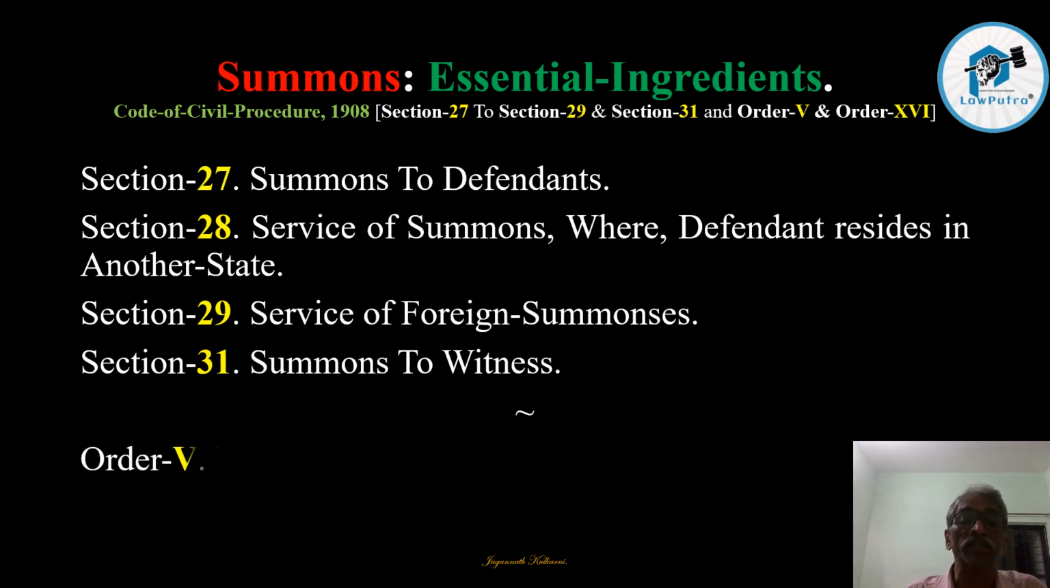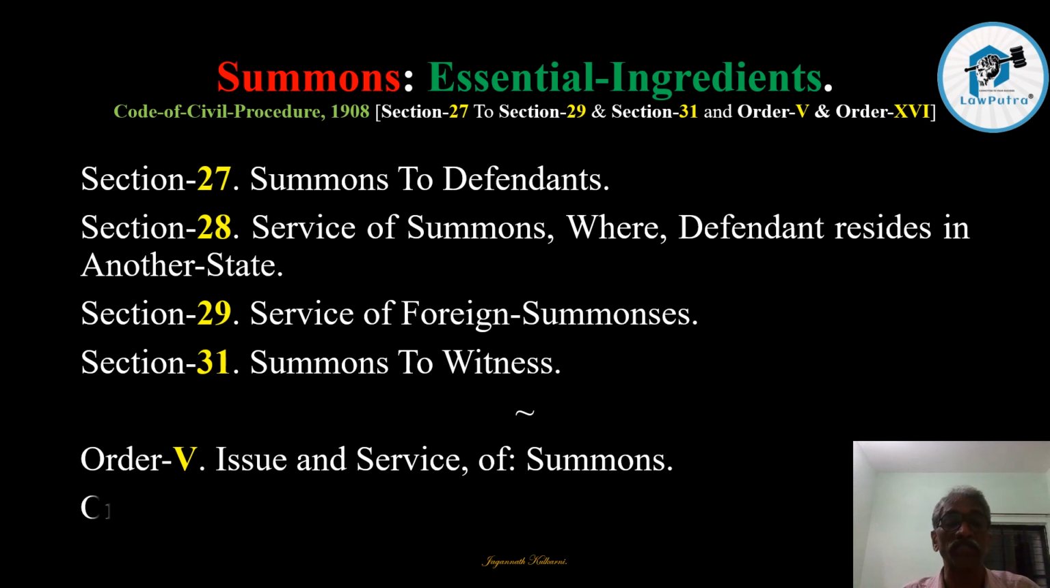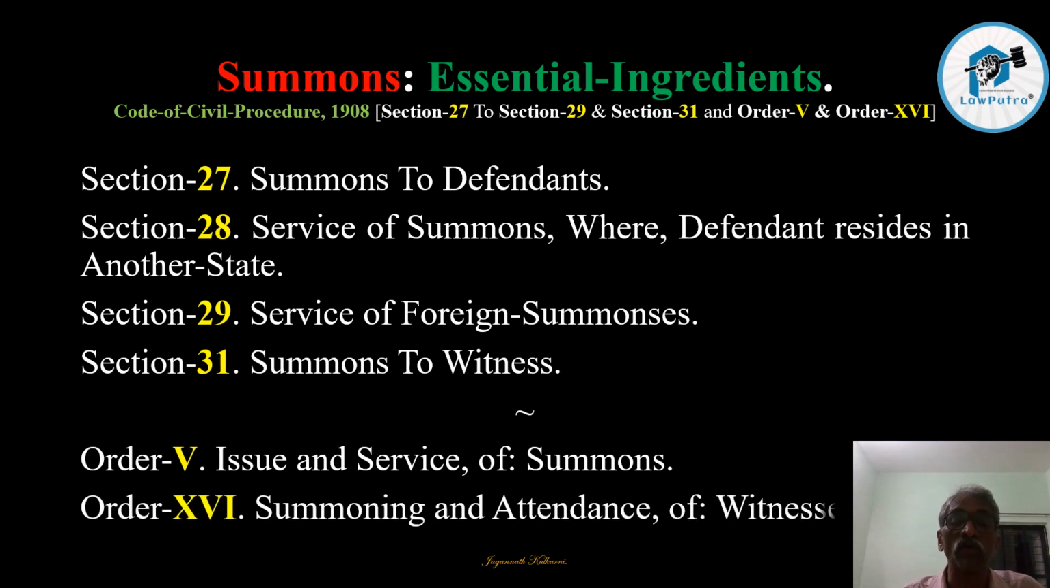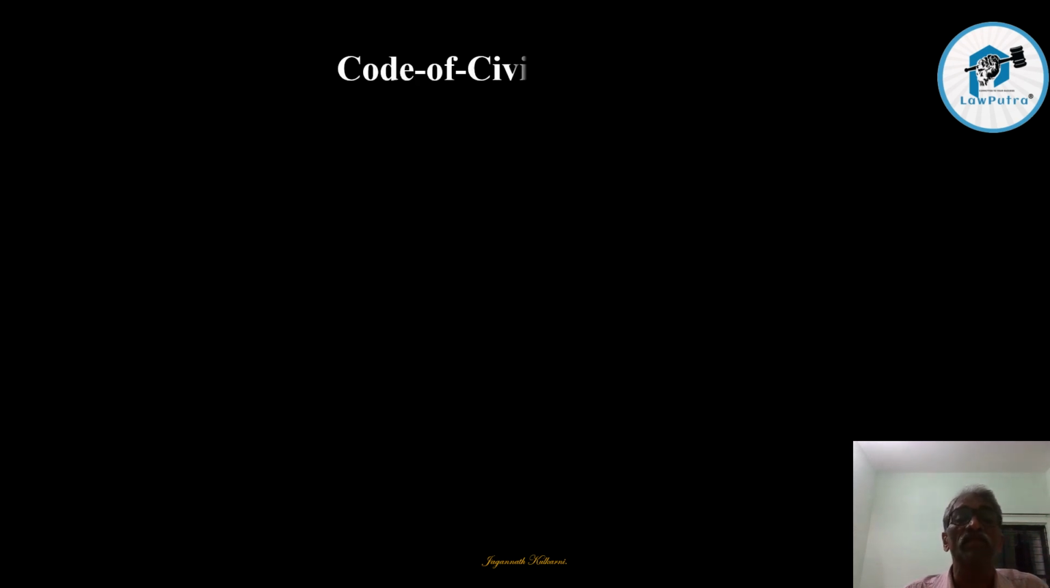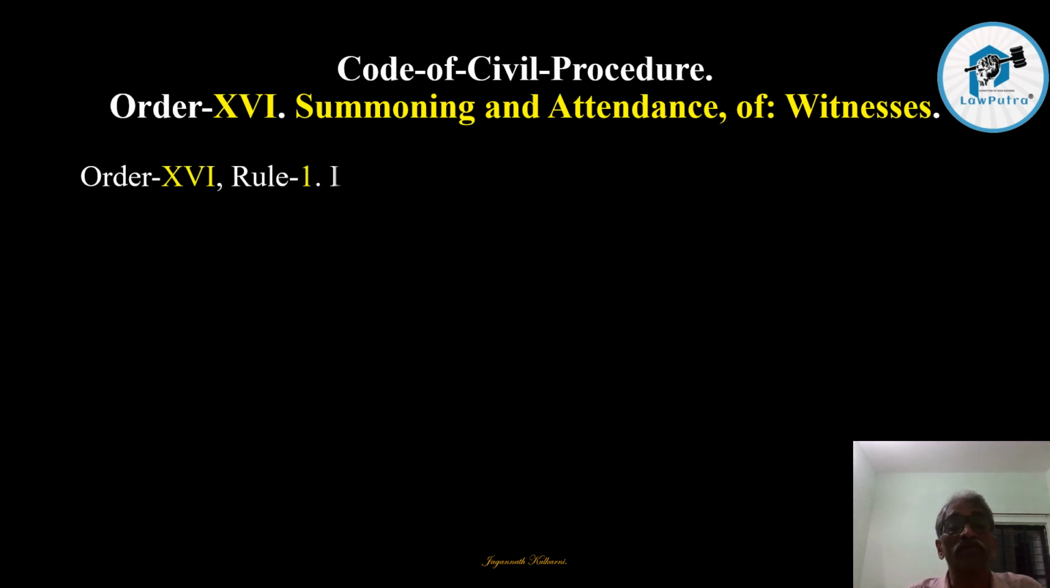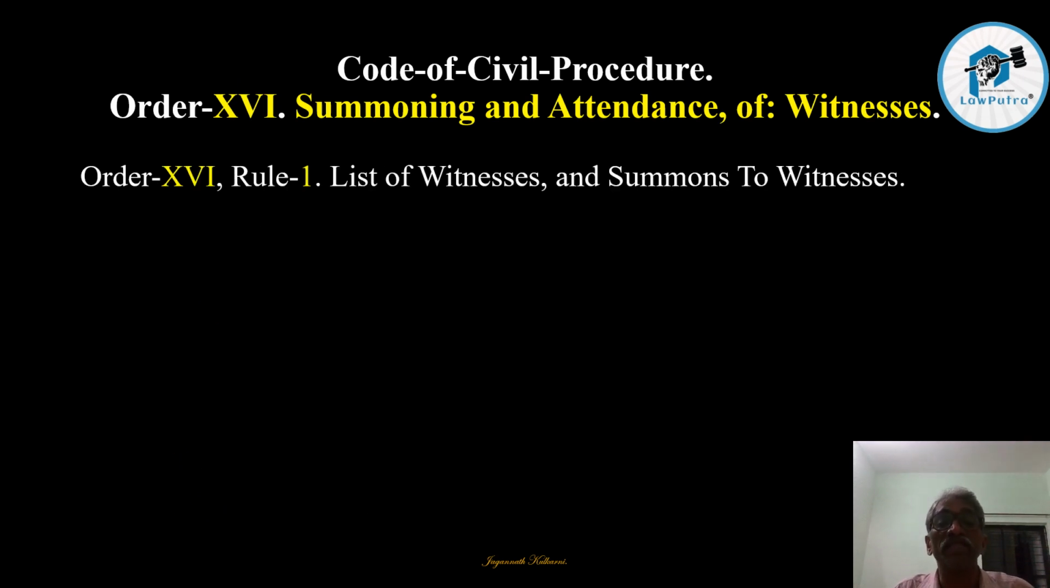Now if we see, Order 5 is about issue and service of summons, and Order 16 is about summoning and attendance of witnesses. Now let us see in detail. In the Code of Civil Procedure, first we will discuss Order 16, which talks about summoning and attendance of witnesses.